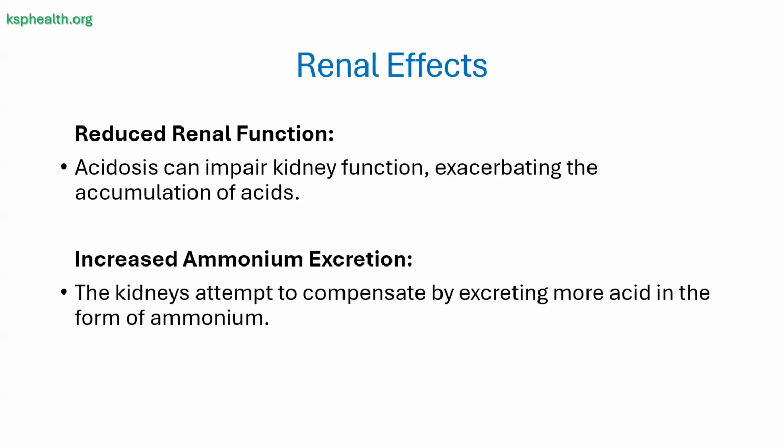Acidosis impairs kidney function, exacerbating accumulation of acids. It promotes ammonium excretion, as we explained before. It is a protective mechanism to get rid of acid from the body.